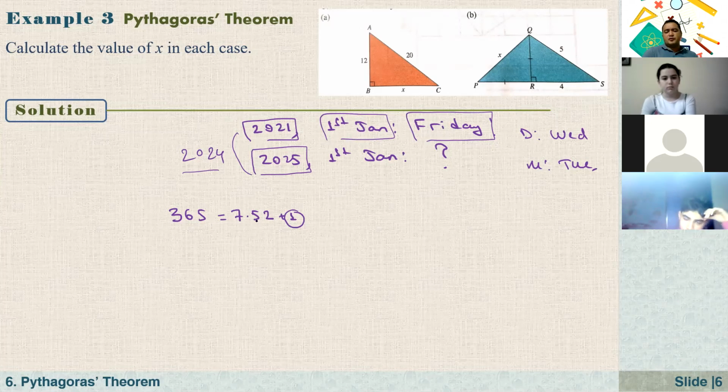Anyway, between 2021 and 2025, there is 1 leap year. That's why we have to add 5 here, not 4. So the first day of 2025 will be Wednesday. That's the correct answer, Musa, because 2024 is a leap year. In a leap year, we have 366 days.